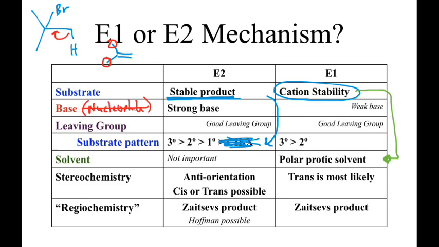The last thing is this new term regiochemistry, which is just a fancy way of saying we're going to form the most stable double bond. So it's just a question of where the double bond forms. So we expect the Zaitsev's product for both E2 and E1. We're looking for most substituted. I'm not quite sure what color to pick there, so let's just do red. So we're looking for most substituted. That looks close enough.